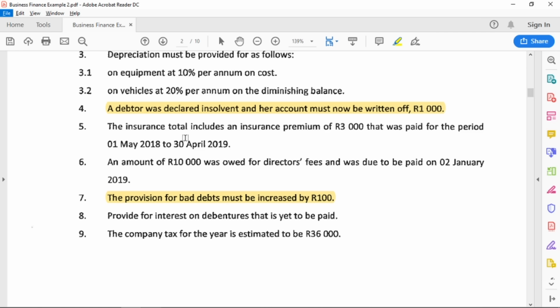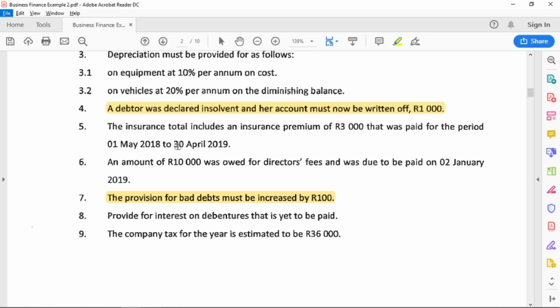Now we can see from the 1st of May 2018 to 30th of April 2019, those are 12 months. So we have an insurance premium which was paid for those 12 months. Now we want to take out the insurance which belongs to the next period, or which belongs outside the period we're dealing with. We are dealing with 1st of January 2018 to 31st of December 2018, because we're told to do the statement of comprehensive income as at 31st of December 2018.